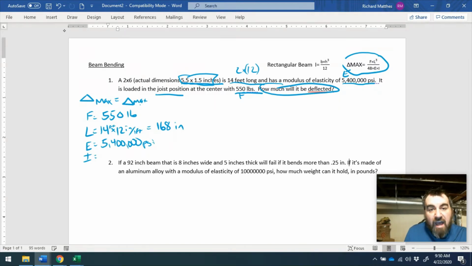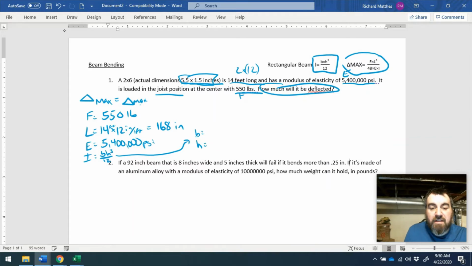And then I. Well, we're not given I right here. We're given 5.5 by 1.5. We're given the dimensions. And we have this other equation up here that allows us to find I. So I'm just going to put that in there, BH to the third over 12, and then I'm going to make another little spot here for B and H, okay?